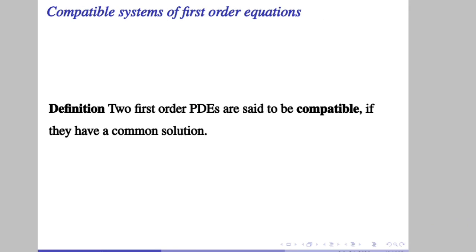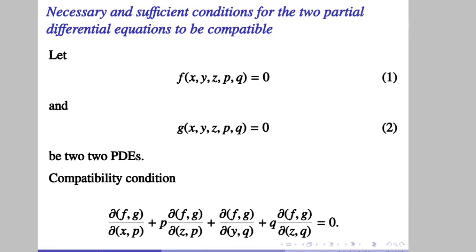Definition: two first order PDEs are said to be compatible if they have a common solution. Next is the necessary and sufficient condition for two partial differential equations to be compatible. By definition, if two differential equations are compatible, then they have a common solution. And then using this definition, we are getting the compatible condition as dou (f, g) by dou (x, p) plus p into dou (f, g) by dou (z, p) plus dou (f, g) by dou (y, z).